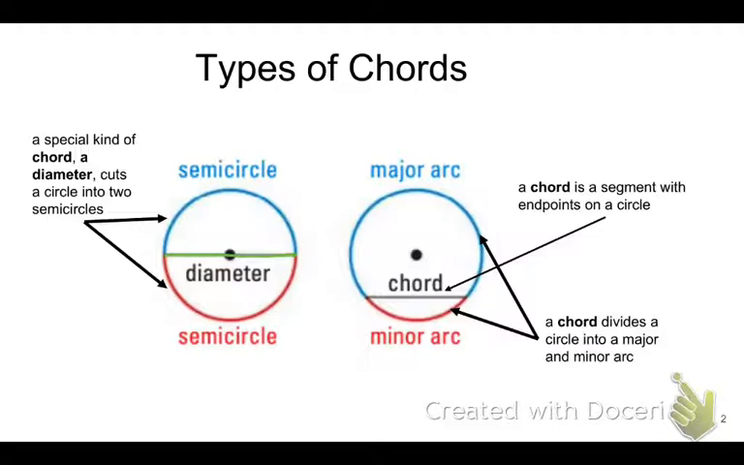So on the right, we have 2 types of arcs. We have a major arc and a minor arc. If you have a chord that's not the diameter, you're going to have a smaller arc, which we call the minor arc, and then the larger arc, which is called the major arc. When you have a chord that's a diameter, you don't have a major arc and a minor arc because both of the semicircles are the same. There's no major and minor.